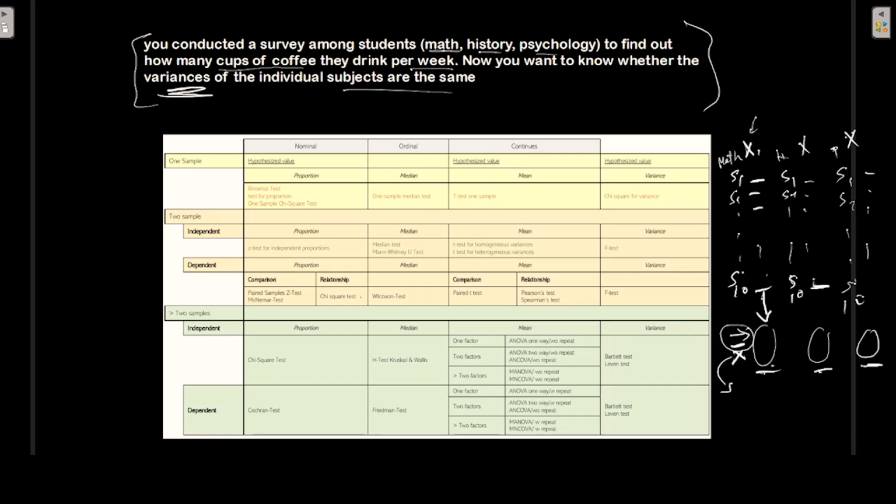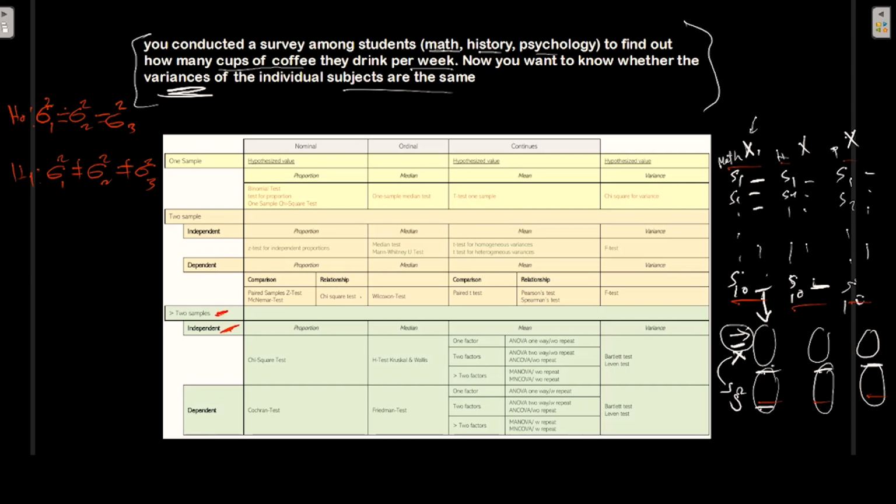We will be calculating the sigma square. Forming the null hypothesis, obviously, the sigma square of the first group is equal to the sigma square of the second, equals the sigma square of the third. The alternative is that at least one of them is not equal. We have more than 2 groups, independent for sure, and we are looking at variance. So the right test to go for is the Bartlett test or Levene test.